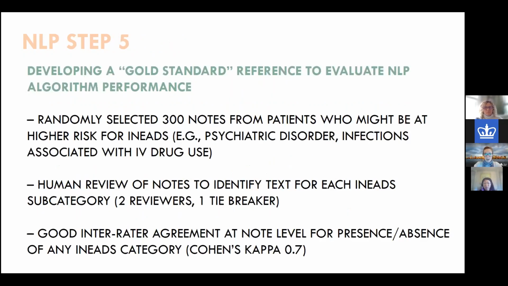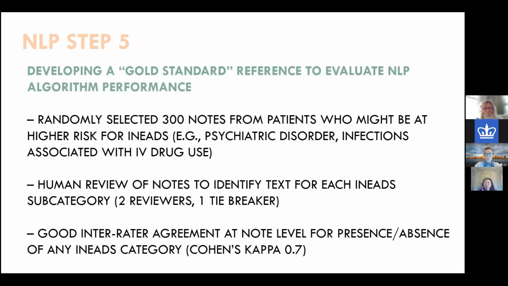So in step 5, as I mentioned previously, we develop a gold standard reference to evaluate the algorithm performance. For this, we randomly selected 300 notes from patients who we thought might be at higher risk for INEADS. We did this specifically from patients who have a history of psychiatric disorder or who have infections that might be associated with IV drug use. We tried to hone in on patients who seem like they might be at higher risk for being in this category, and we selected the notes from those patients.